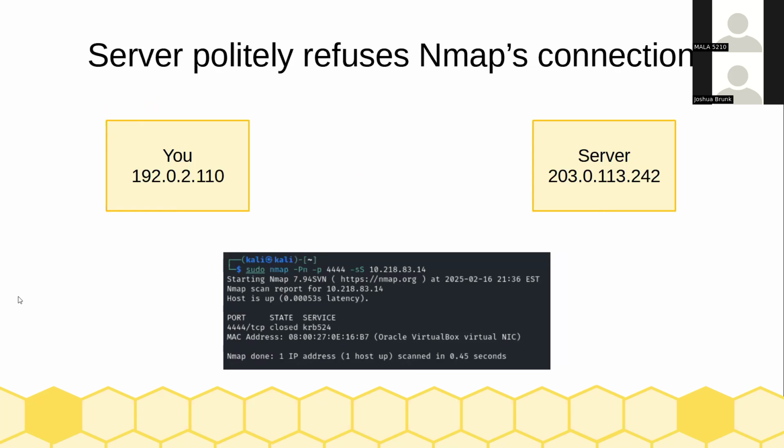Now, you already know what I'm going to ask, but what's another thing that a server could do in response to a connection request? Yes, it can politely refuse it, which is basically it'll refuse it, but it'll tell you that it refused it.